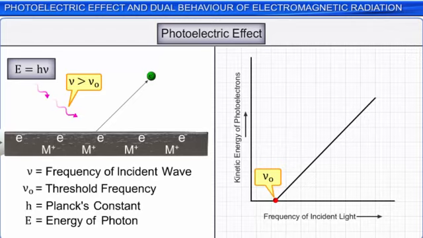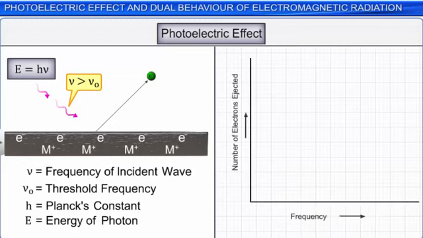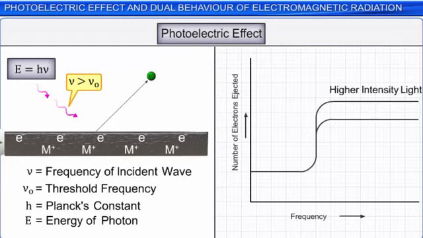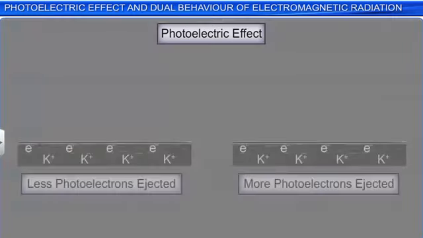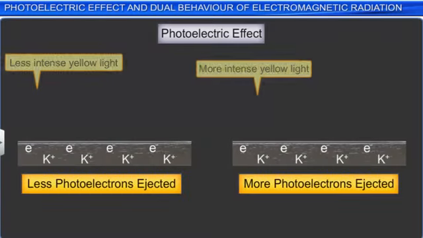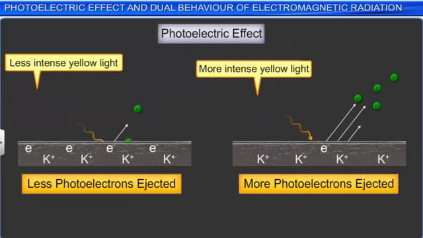Lastly, greater is the intensity of incident light or the number of photons that strike a metal, greater is the number of electrons ejected. For example, when more and less intense yellow light is made to shine on potassium metal separately, then relatively more number of electrons will be ejected from the potassium metal irradiated with high intense yellow light.